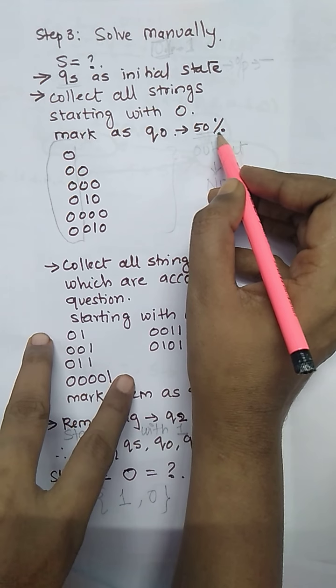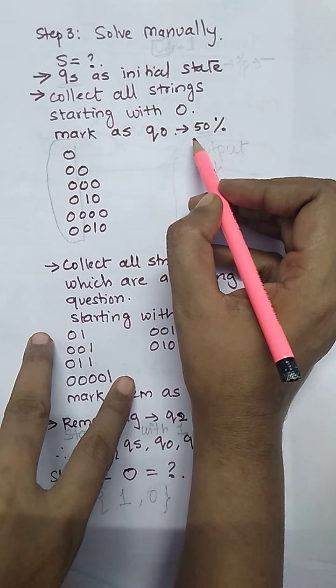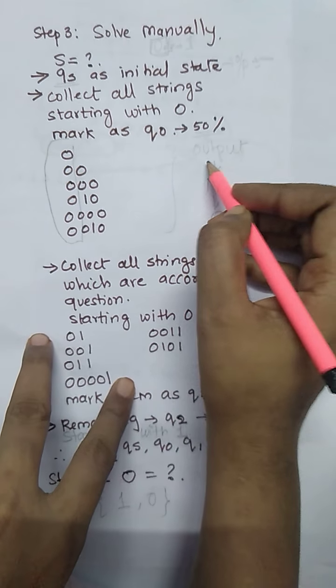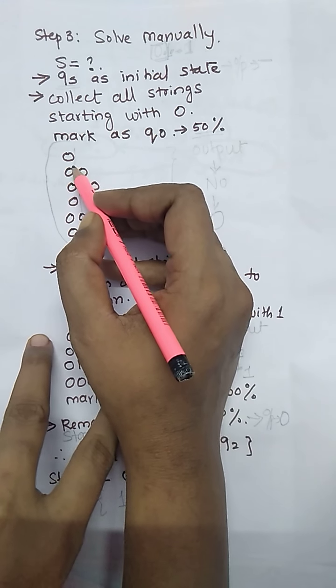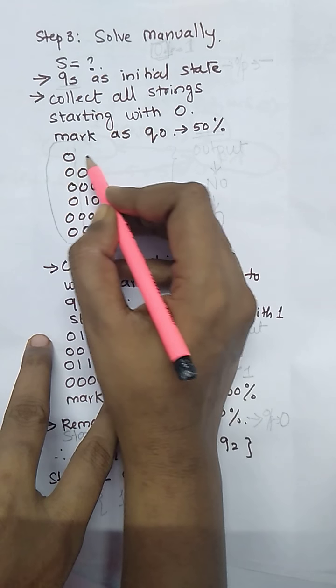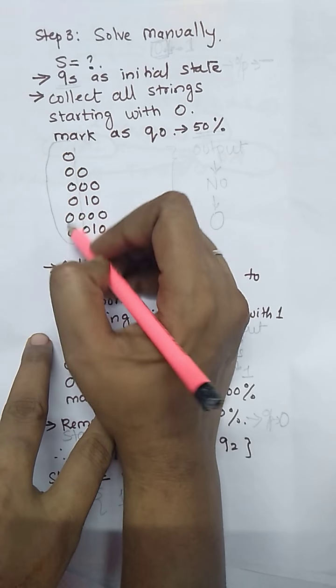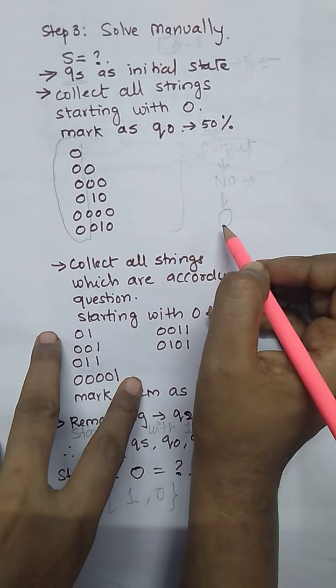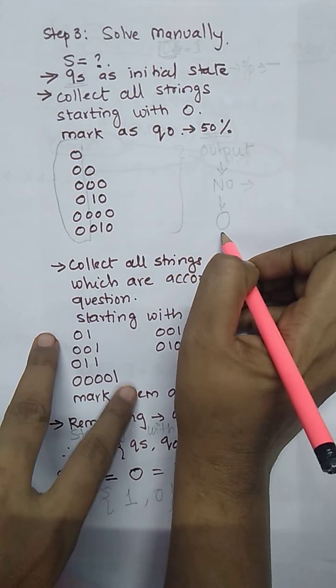So those strings, according to your question, contain 50% of your solution, but the output will be no, because these strings are not starting with 0 and ending with 1, but they contain 50% of your solution. So the output will obviously be no. For no, your output will be 0.